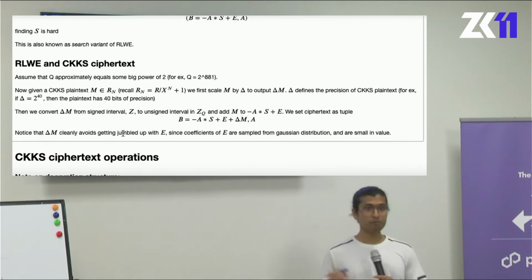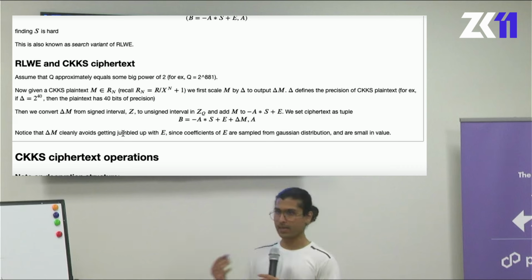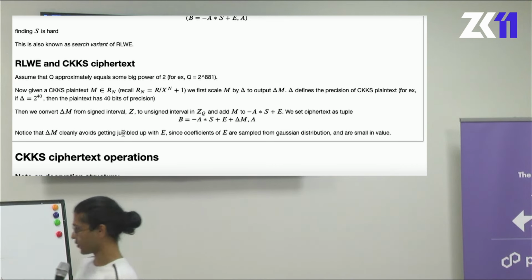Now, how do you put a CKKS plaintext inside an RLWE ciphertext? Let's say we have this particular RLWE ciphertext, with this hardness assumption. You have this secret, I randomly sample this thing, and I get B, and I have A here. How can I put a plaintext inside this without having to do a lot of stuff?